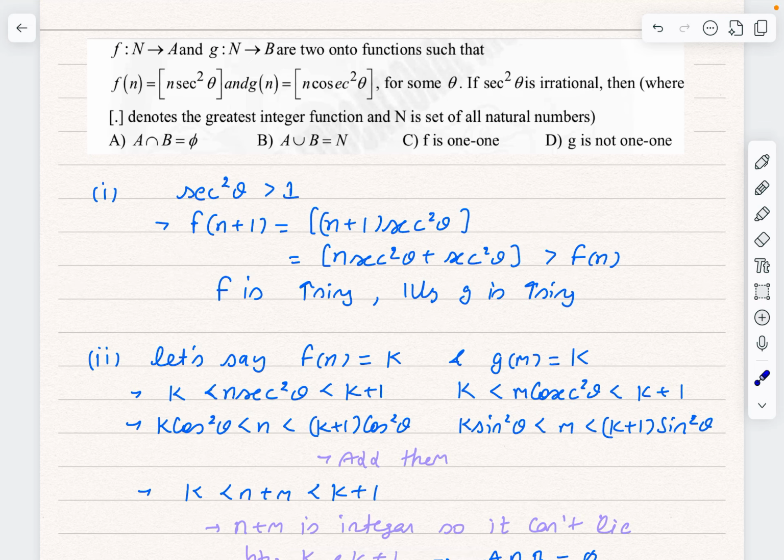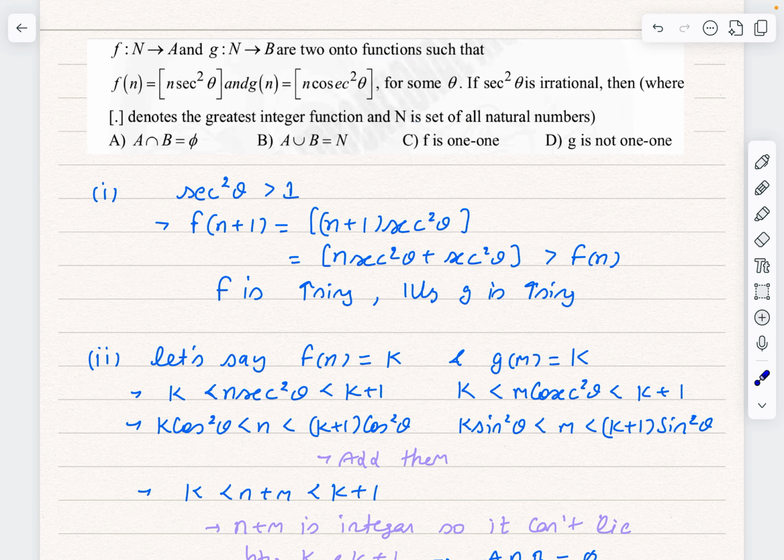Hello guys, let us discuss a very good functions problem. What do we have? We have a function f: N → A, where N is the set of natural numbers and A is an unknown set right now. g is N → B, and they are both onto functions.